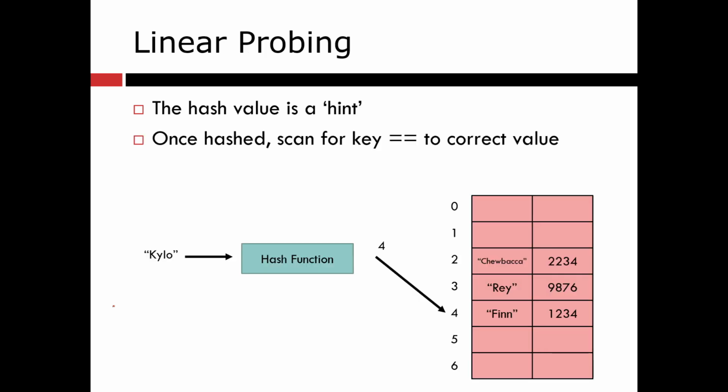The basic idea here is that the hash value is simply a hint. It's a suggestion. It's a kind of, hey, it's over there, hand-wave kind of action. So when you convert Kylo into the hash value 4, we're then going to look at the value 4. But if this is not Kylo, which it's not, we just skip to the next one. So we skip one spot and put Kylo in the next location. Okay, that's decent. The next time I come and look for Kylo, I'm going to go to 4. I'm going to look at Finn. That's not Kylo. I'm going to go to 5. Oh, that is Kylo. Great. I found what I'm looking for.